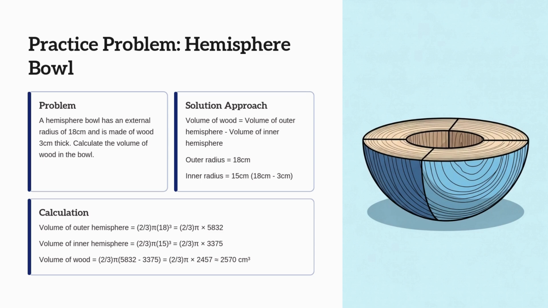Step 5. Volume of the wood. The volume of the wood equals the volume of the outer hemisphere minus the volume of the inner hemisphere. That equals 2/3 multiplied by pi multiplied by the difference of 5,832 and 3,375. The difference equals 2,457. So the volume of wood equals 2/3 multiplied by pi multiplied by 2,457. This is approximately 2,570 cubic centimeters. Final answer. The volume of wood in the bowl is about 2,570 cubic centimeters.